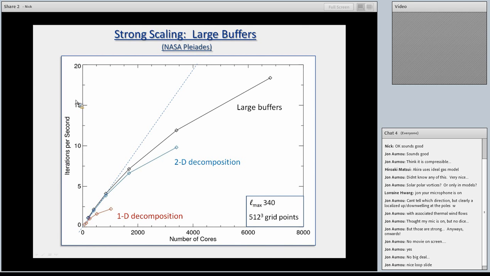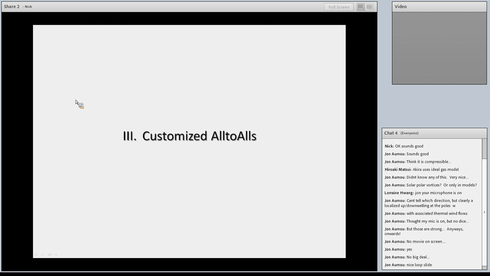I know the efficiency at the 3500 point is, I think, about 85%. But what's interesting, if you were to take a 1024 cubed case here, you scale out to 10,000 cores with no problem whatsoever. And so I'm just showing the large buffer scaling on the top, and then the 2D and the effectively 1D decomposition scaling on the bottom. This is on Pleiades. Okay, so the last thing we did was customized all-to-alls.